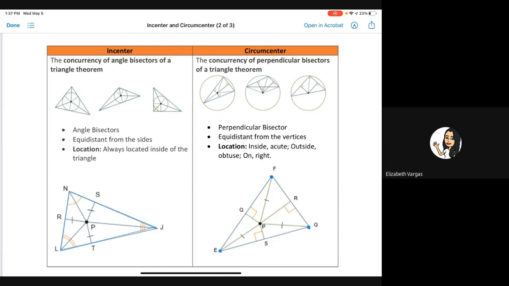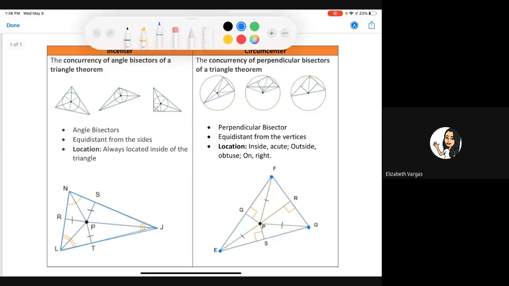Those two are interchangeable. We know that the incenter is equidistant from the sides, not from the angle bisectors. And in this one, we know the location is always going to be inside the triangle, no matter what type of triangle you have. Given this information, P here would be our incenter.